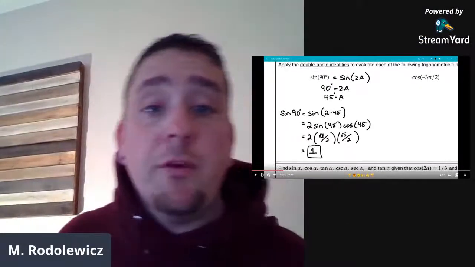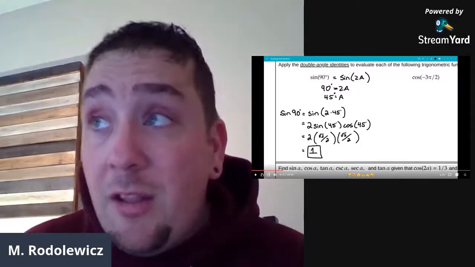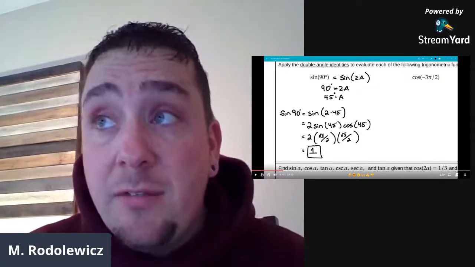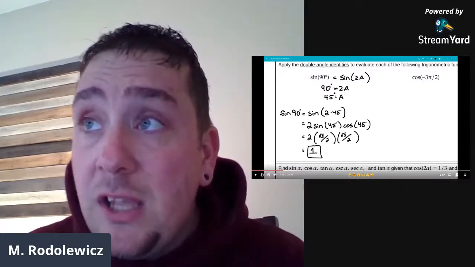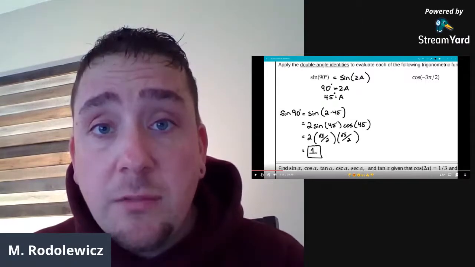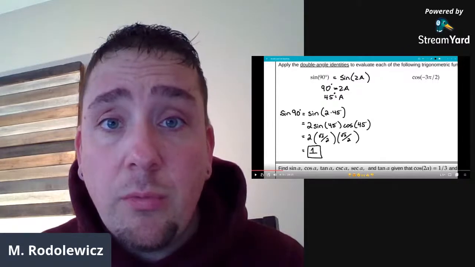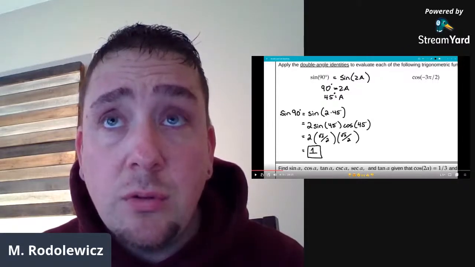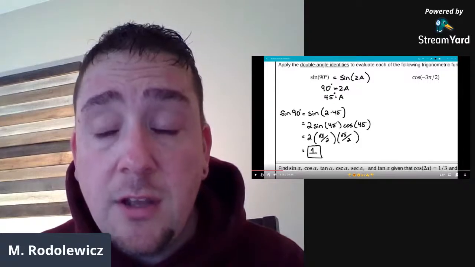So I want to pause there for a moment. The directions were to apply the double angle identities to evaluate the sine of 90 degrees. And this is a nice introductory example to structure the process of doing it. So we were given 90 degrees. First, I need to write it as 2 times a value. Obviously, that value is 45 degrees.